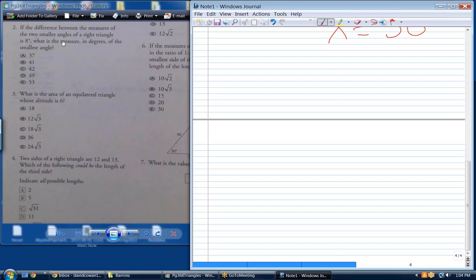If the difference between the measures of the two smaller angles of a right triangle is 8, when it says right triangle, it means that one of the angles is 90 degrees, right? Yes, that one right there. We'll call this one A, we'll call this one B. What is the measure in degrees of the smallest angle? So what it's saying is A minus B equals 8.